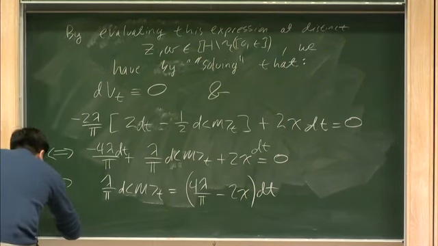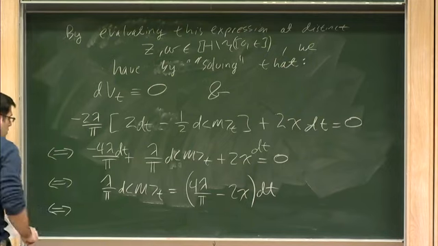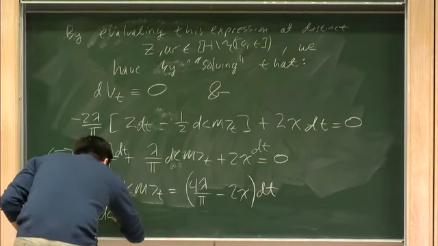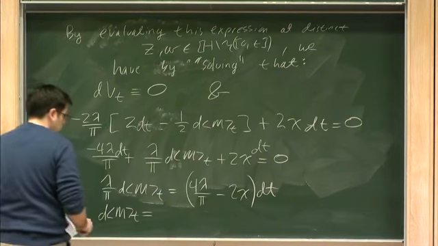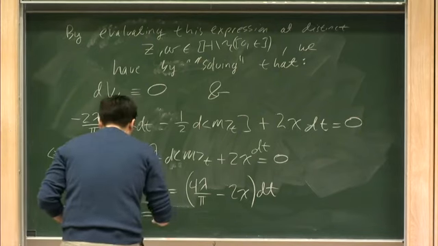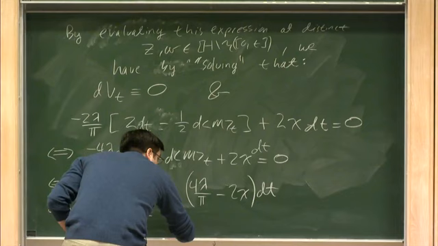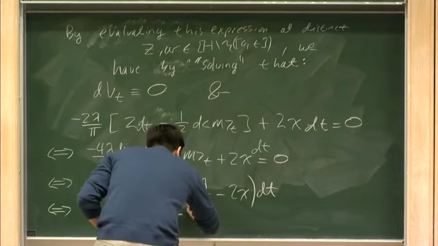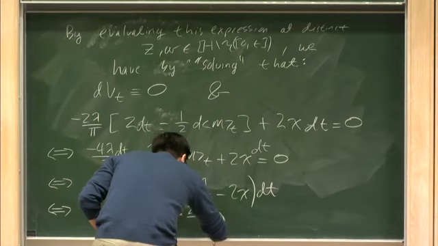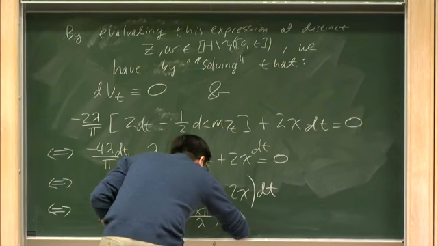And if we multiply both sides by pi over lambda, we get that dmt is equal to, let's see here, 4 minus 2 chi pi over lambda dt.